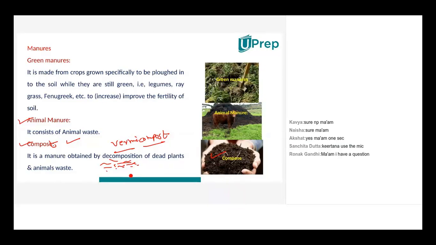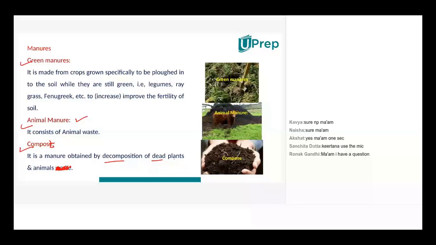Right? So basically manures are of three types: green manure, animal manure and compost. Correct? Yes. Ma'am, but animal manure and compost are the same then because they both contain animal waste. No, this is dead and decayed. This is not waste actually. This is dead and decayed animals and plants. This is only animal waste. This is just dead and decayed plants and animals. That's it. Yes, ma'am. Okay.